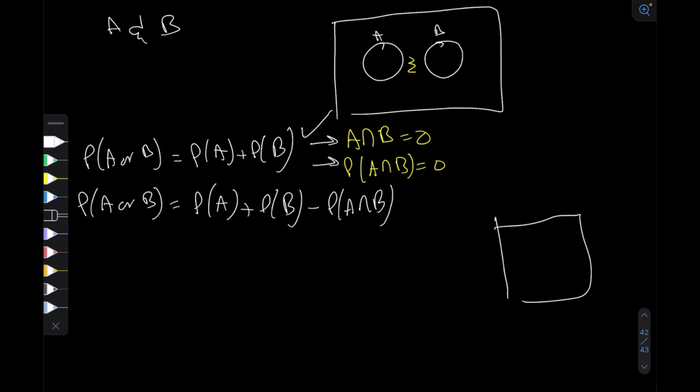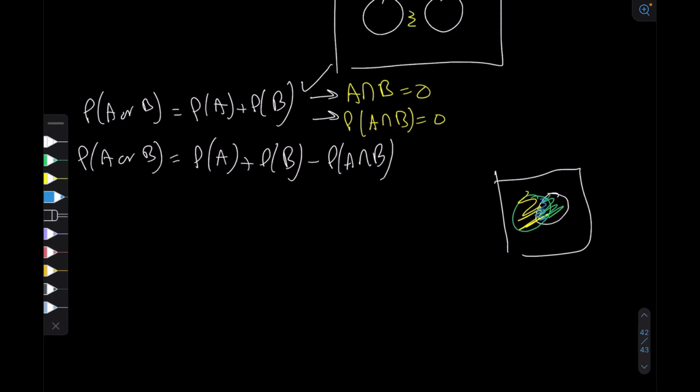Because if you have any two circles like this, and we know that the probability of A or B is basically this whole data set, so we can say, okay, this stuff plus this stuff, and we know that what's common in between them is being counted twice, so we subtract it, and so we get our formula. Now if two events are mutually exclusive, then we know that this is equal to 0, and so we can boil it down to this, right?